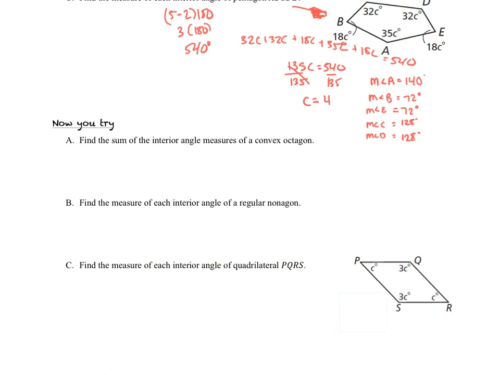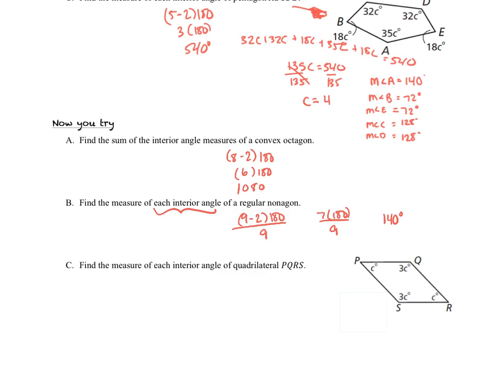Okay, now you try. So the first one is find the sum of the interior angle measures of convex octagons. So sum of interiors, n minus 2 times 180, which is 6 times 180, 1080. Find the measure of each interior angle of a regular nonagon. So each interior angle of the regular nonagon: 9 minus 2 times 180 divided by 9. So 7 times 180 divided by 9. That's going to be 140 degrees for each angle.